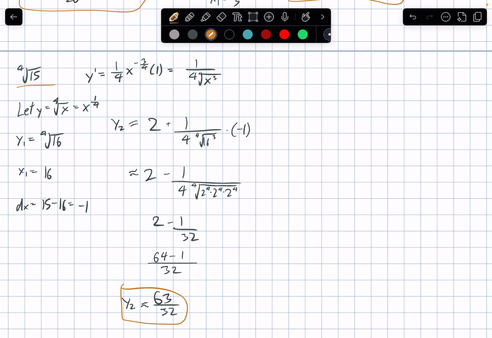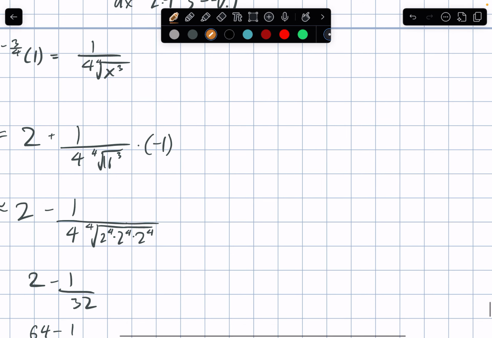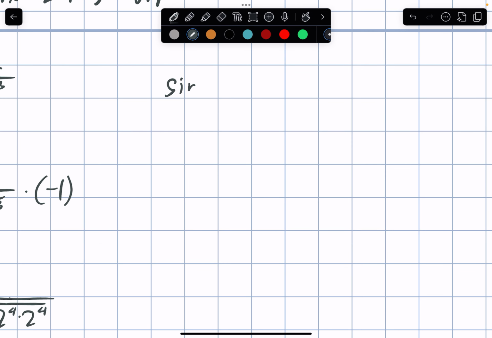Okay, let's try this. Sine of 30.85 degrees. How do we approximate this?